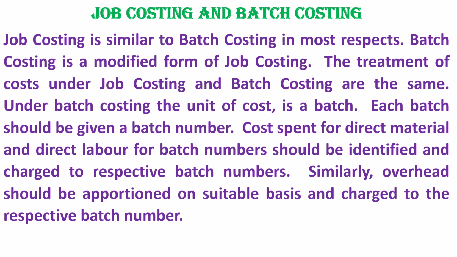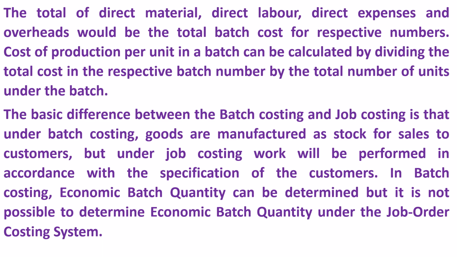Job costing and batch costing. Job costing is similar to batch costing in most respects. Batch costing is a modified form of job costing. The treatment of costs under job costing and batch costing are the same. Under batch costing, the unit of cost is a batch. Each batch should be given a batch number. Cost spent for direct material and direct labor for batch numbers should be identified and charged to respective batch numbers. Similarly, overhead should be apportioned on suitable basis and charged to the respective batch number. The total of direct material, direct labor, direct expenses and overheads would be the total batch cost for respective numbers.